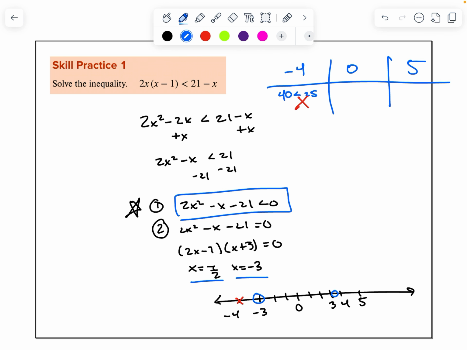If I sub in a 0, 2 times 0, parentheses, 0 minus 1, I get 0 is less than 21 minus 0, I get 21. Is that a true statement? Yes, it is.